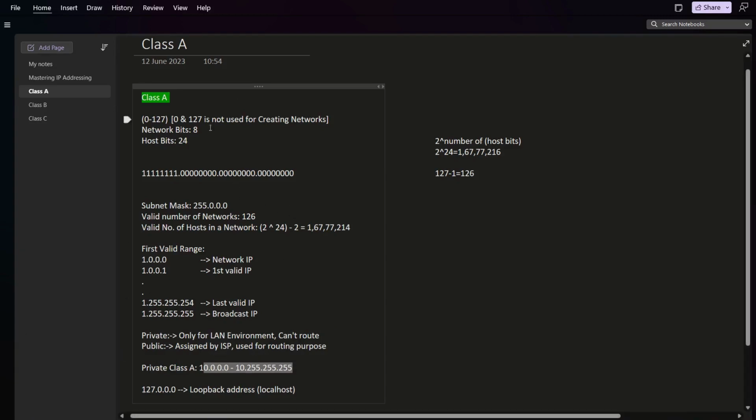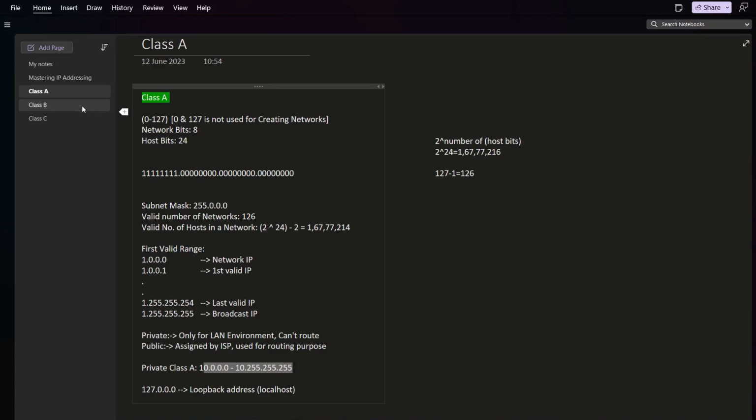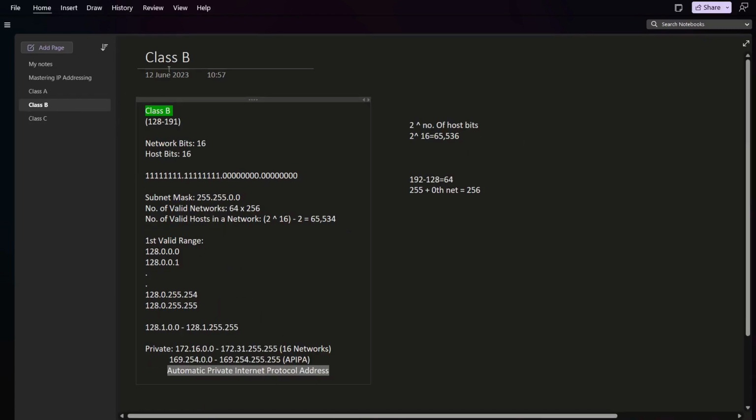So this is all about class A and how you can calculate the valid number of hosts, the valid number of networks, and what the host bits and network bits are. I hope this is clear to you. Okay, let's move to class B.